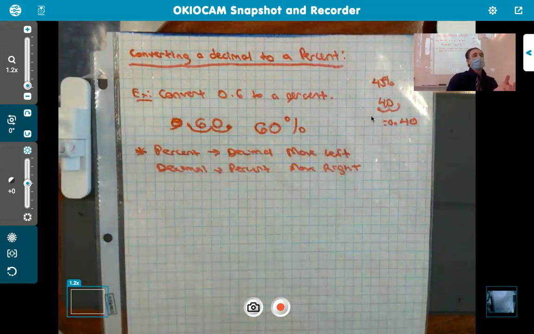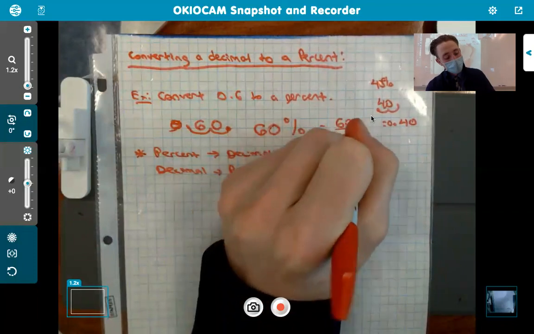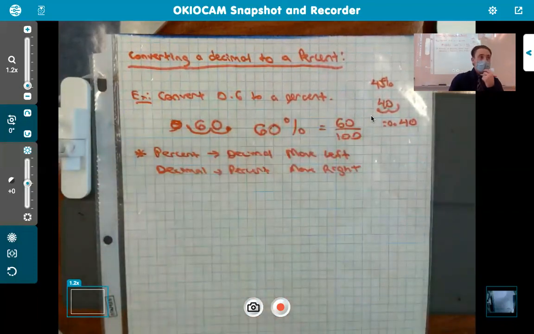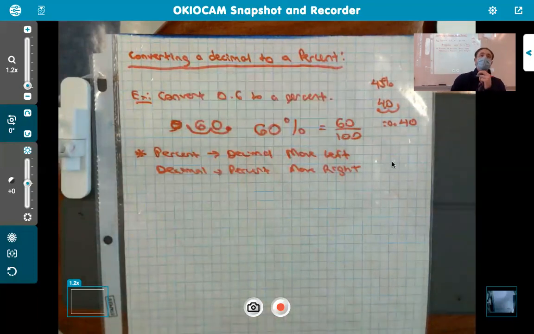If I were to write this as a fraction, so like I said, just trying to get in the habit of writing everything different ways. What do I know that my fraction's always out of when I'm talking about percentages? 100. Good. So then how would I write this as a fraction? 60 over 100. Good. Any questions about that first example? Everybody good with that?